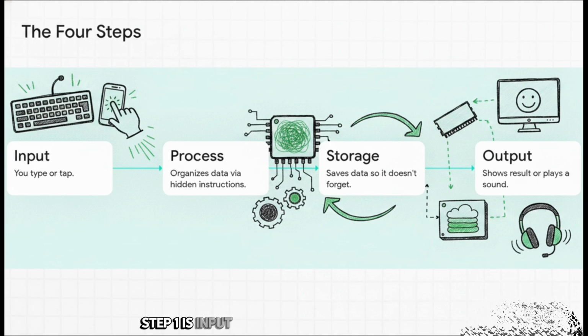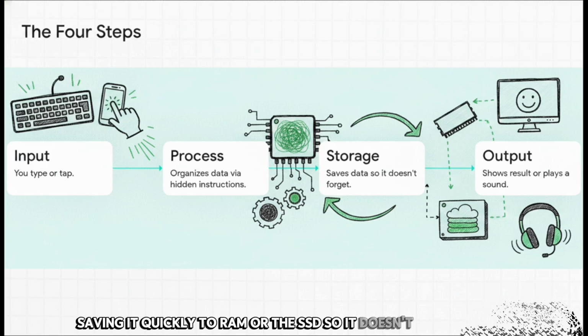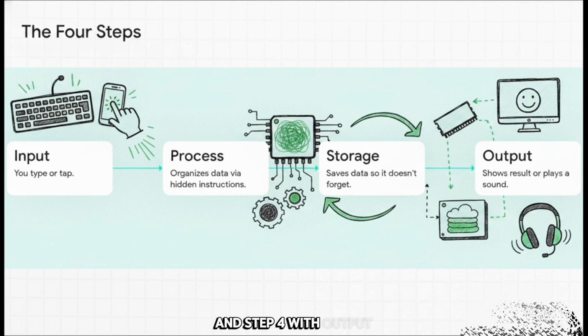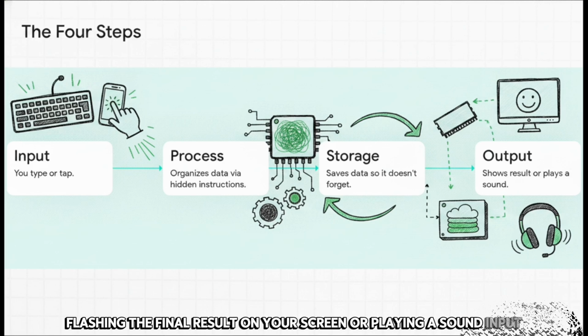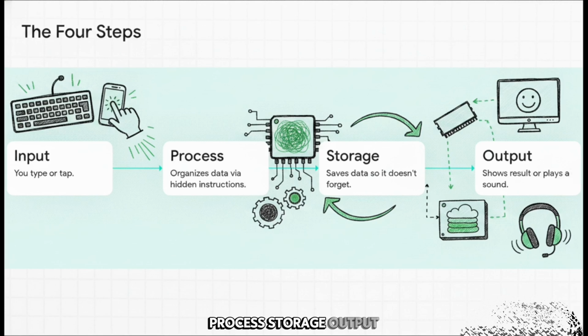Step one is input. You type a key or tap a screen. Step two is process. The CPU organizes all that raw data using hidden software instructions. Step three is storage, saving it quickly to RAM or the SSD so it doesn't lose its place. And step four is output, flashing the final result on your screen or playing a sound. Input, process, storage, output. It is just a relentless, never-ending loop.